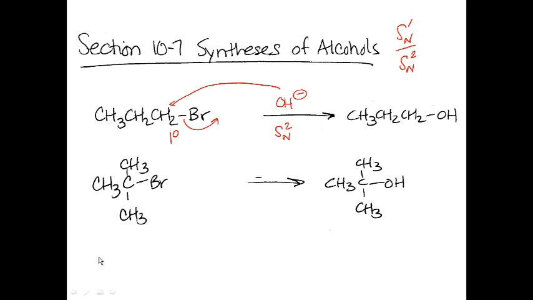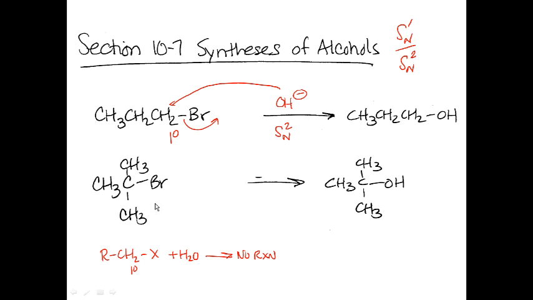Can you use water for this reaction? So could we take a primary alkyl halide and react it with water to form the alcohol? No. Remember, primary alkyl halide plus weak nucleophile is no reaction. So you have no choice but to use hydroxide to convert a primary alkyl halide to a primary alcohol.